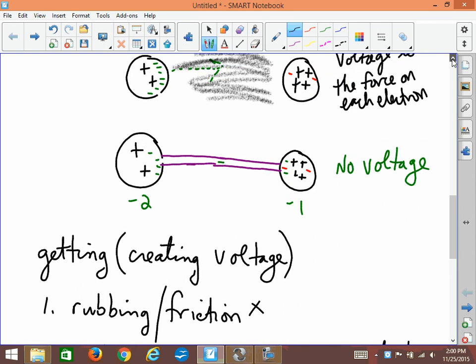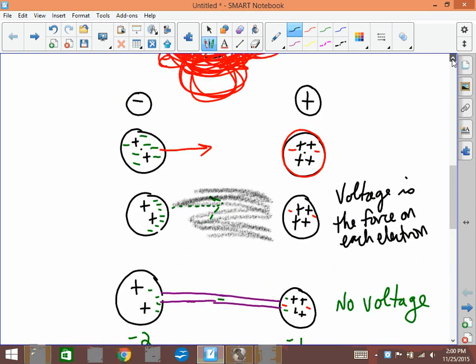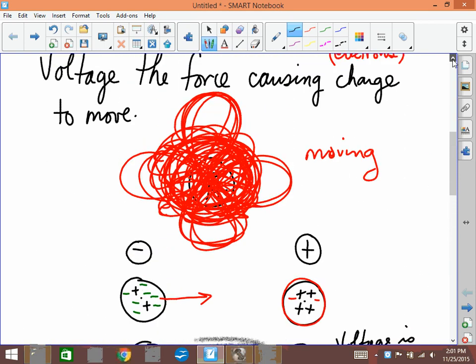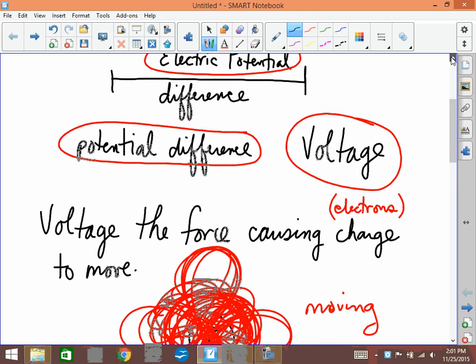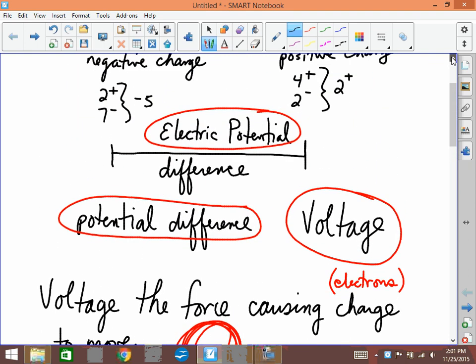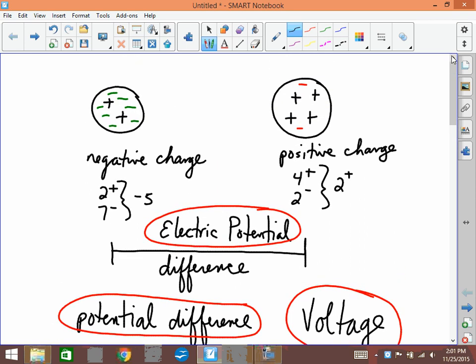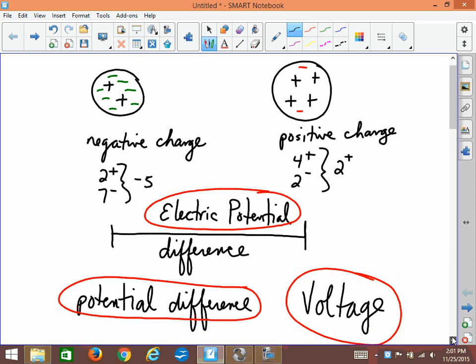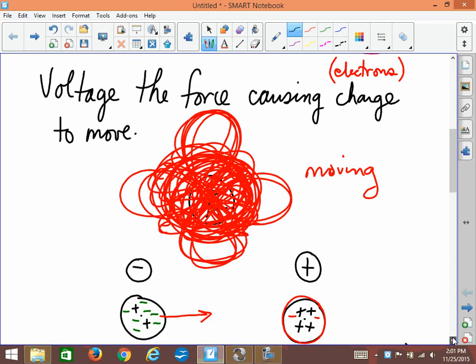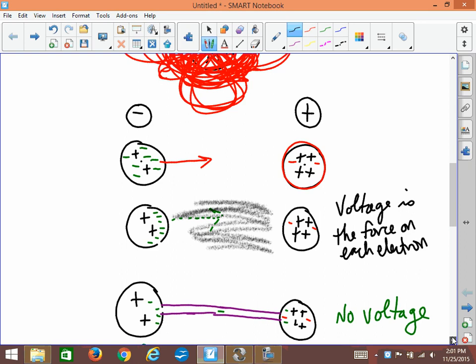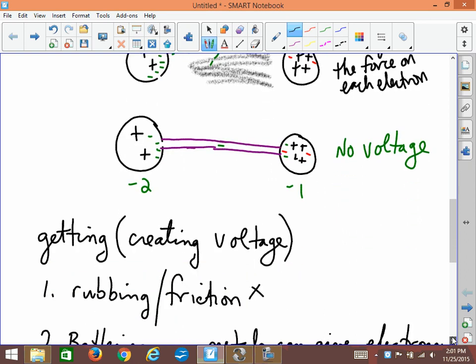It is caused by the difference between two charges, and it is like a force that pushes electrons. Okay? It's actually the force on every single electron. So if you say that the voltage is 12 volts, it means there are 12 newtons of force pushing on every electron.